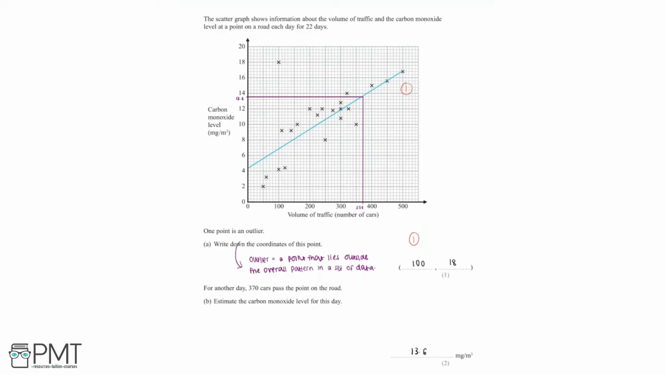And we get the third mark for using this line of best fit in order to find that the carbon monoxide level on this day was about 13.6 milligrams per meters cubed. And we get the fourth and final mark in part C for saying that Alfie is not correct because we can ignore the outlier, allowing us to achieve the full 4 marks needed in this question.